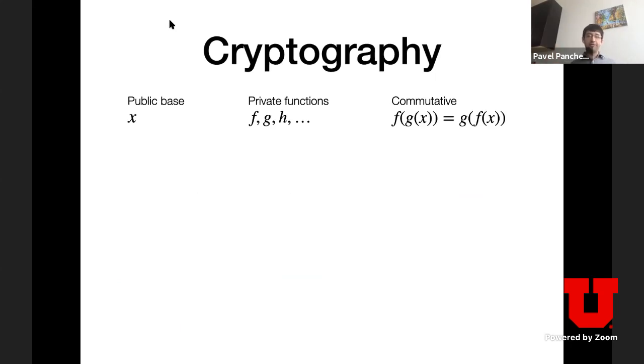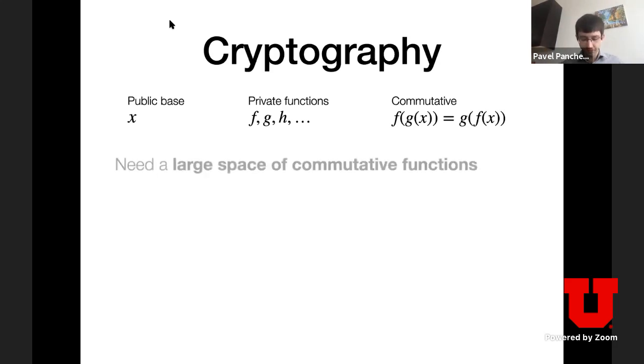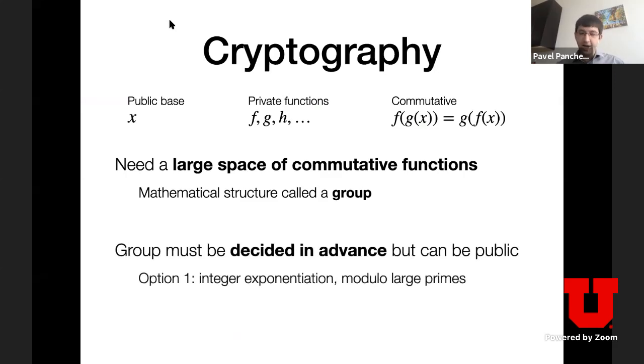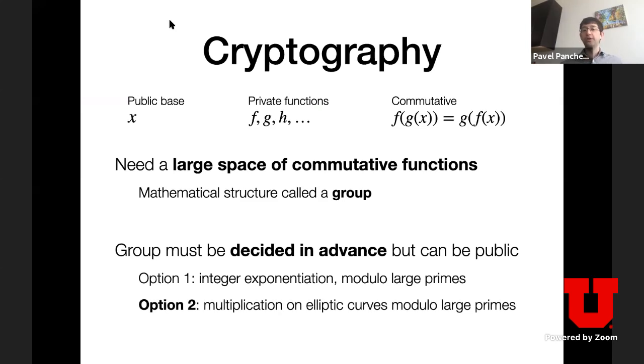We need to pick all this stuff. The public base, the set of private functions, they need to be commutative somehow. How do we do that? Well, it turns out that the mathematical structure that we're looking for here is a thing called a group of functions, subtleties elided. But broadly speaking, this set of functions follows a mathematical structure called a group. And you need to decide that group in advance, but that group, which is the set of all of these functions, that's usually made public.